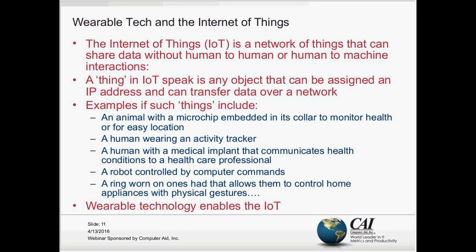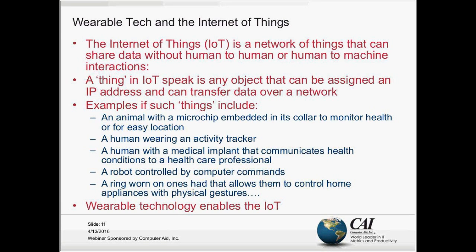A human being wearing an activity tracker is a device that tracks the number of steps you take, maybe how well you sleep, and how many minutes you spend being active in a given day. Or some sort of medical implant that makes it possible for your health conditions to be communicated to a healthcare professional, maybe something you would wear on your wrist. Think about robots that are controlled by computer commands. That's part of this Internet of Things.